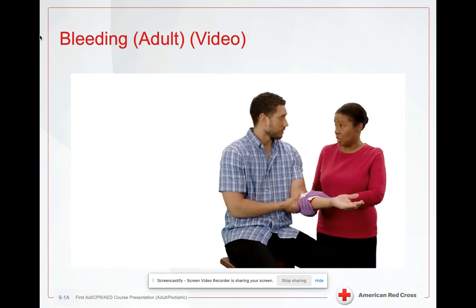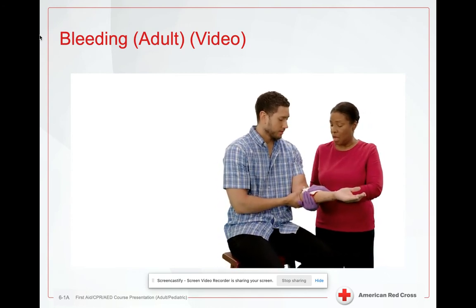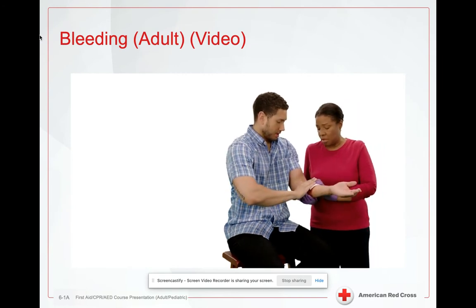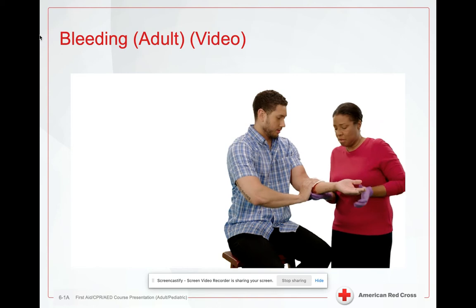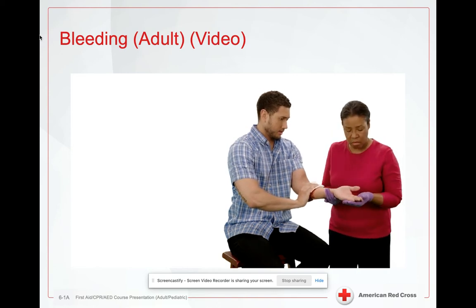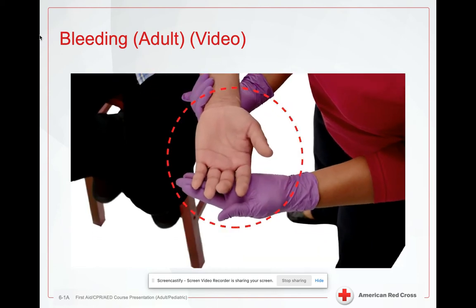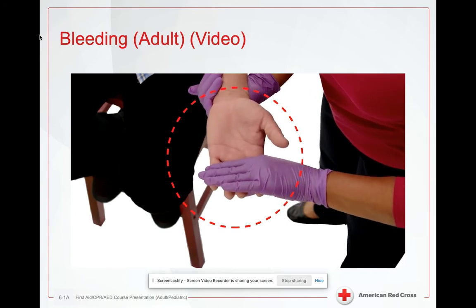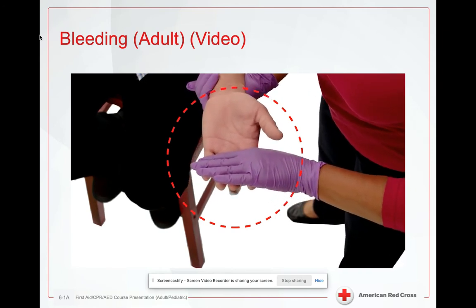So I'm going to check your circulation, okay? I need you to replace my hand right here. Very good. Just like this? Yeah. Okay. Thank you. Once bleeding is controlled, check for circulation beyond the injury. Note the temperature and color of the skin and ask the person if there is any tingling or numbness.